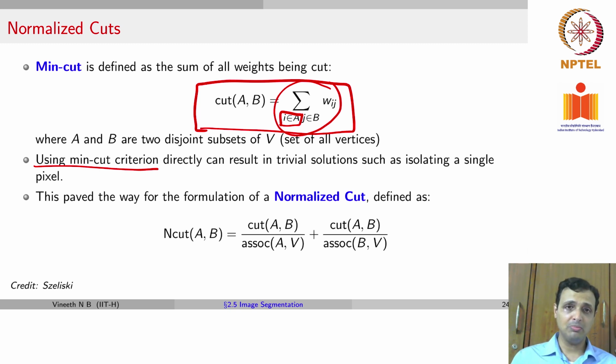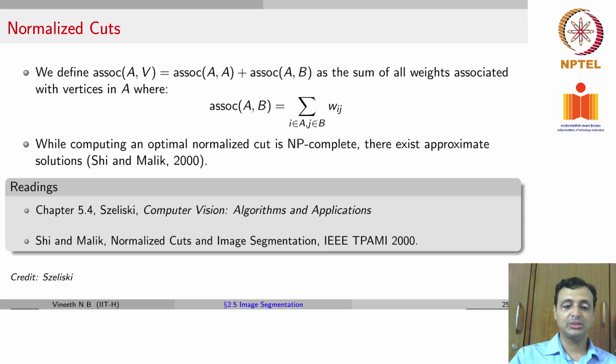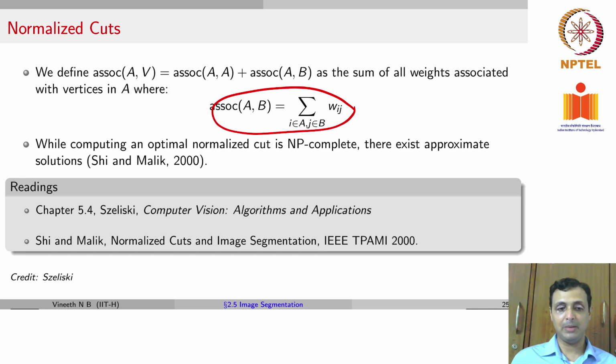How do you overcome this problem? This problem is overcome by a method called normalized cut, which improves the min cut problem. The normalized cut is defined by cut of AB by association of AB plus cut of AB by association of BB. We'll see in a moment what they are. Association is defined again as the sum of all the weights in A and B, where association of AB is given by association of AA plus association of AB.